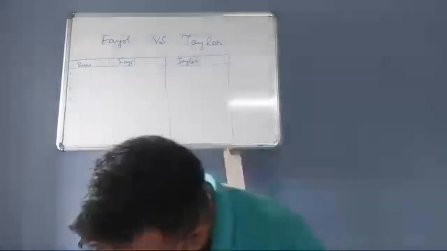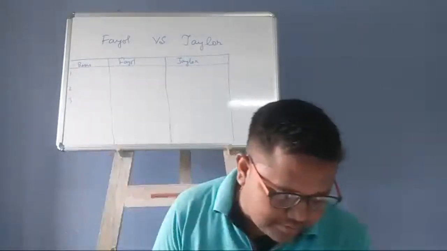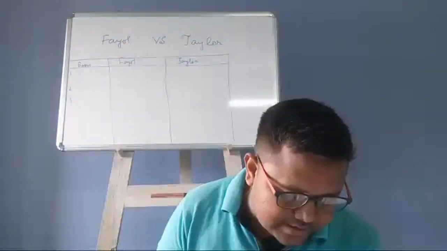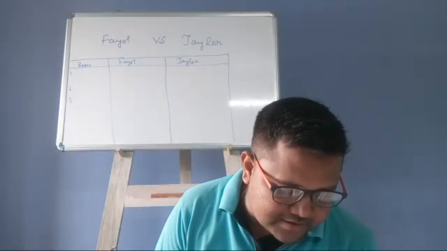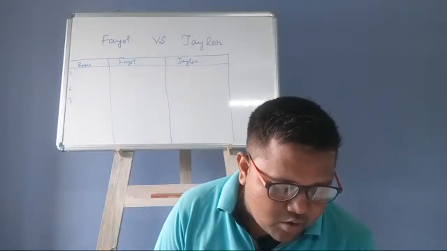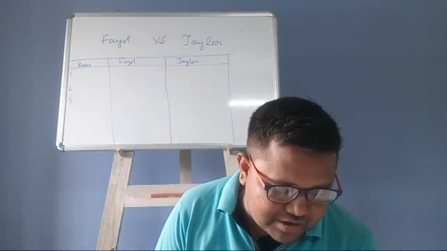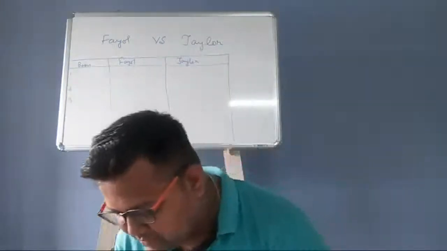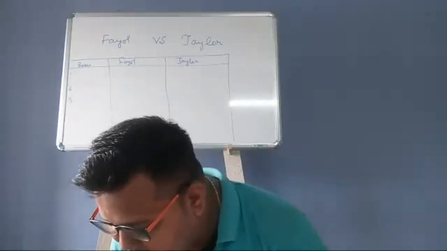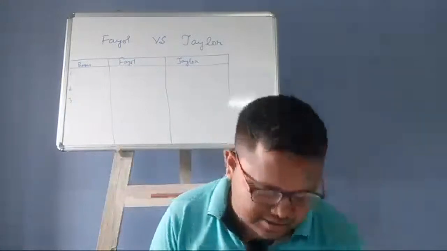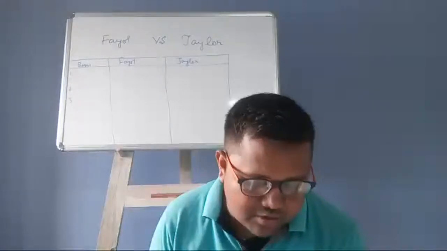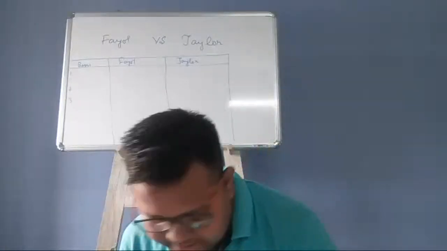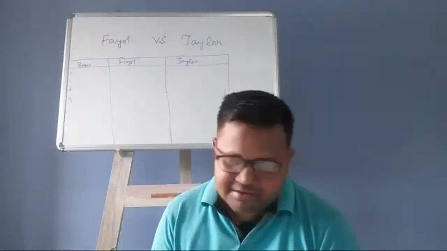Regarding focus, I am repeating it once again. Fayol focused on improving overall administration of the organization. And Taylor focused on increasing productivity of workers. Got it? Now personality.